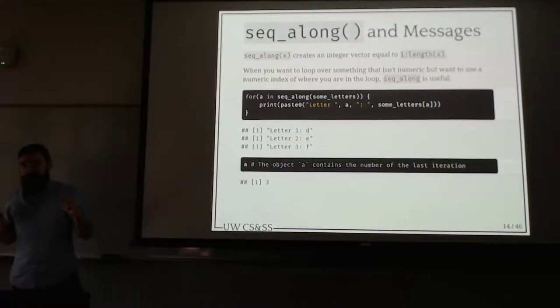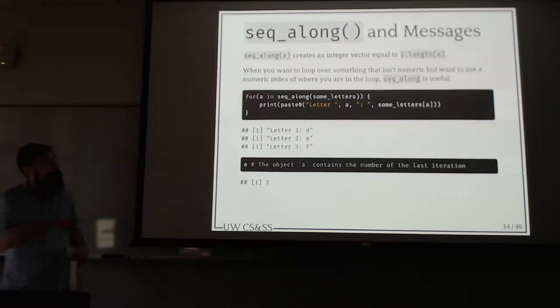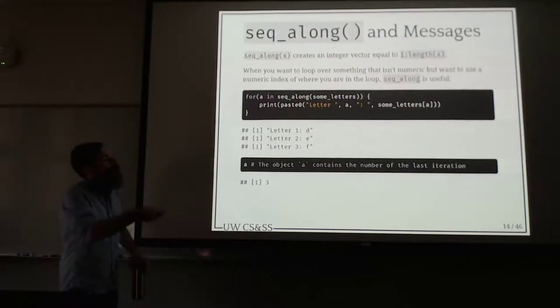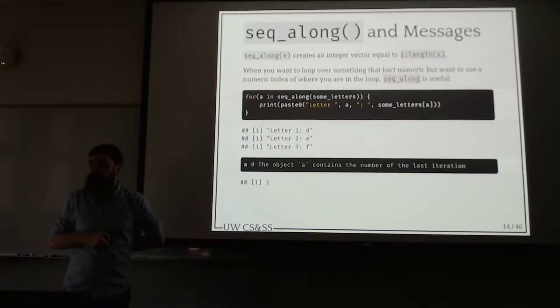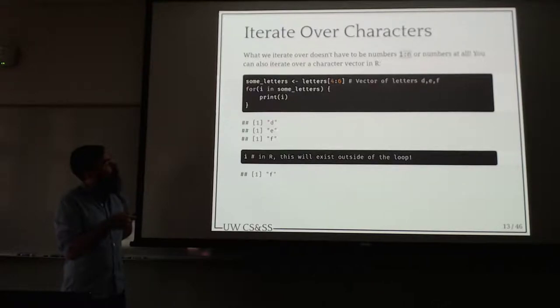Does that make sense how that works? People have questions about that? It's somewhat complicated. There's a few different steps going on. How do you get a to go to D? How do I get D here? So in the first iteration, a here is being replaced by the number 1, right? Well, some_letters is the vector D, E, and F.